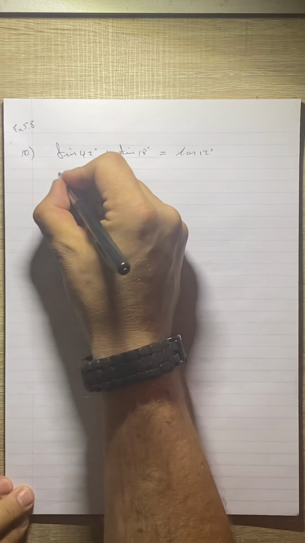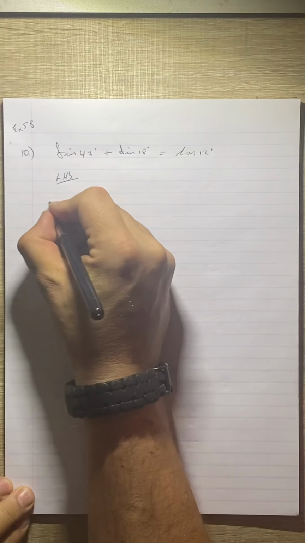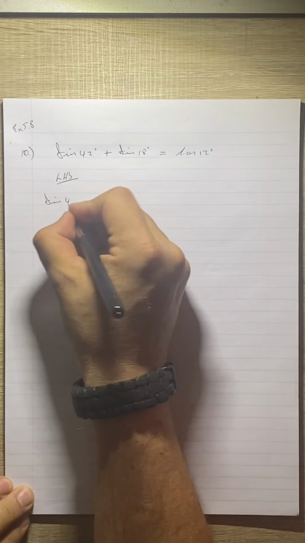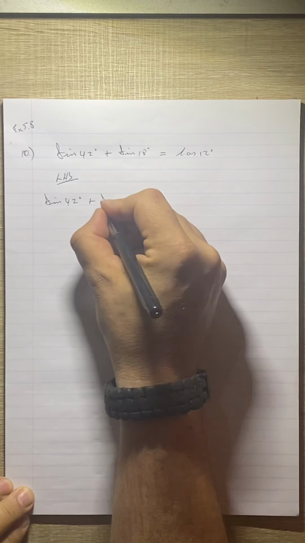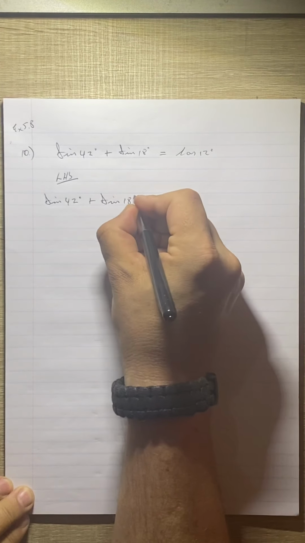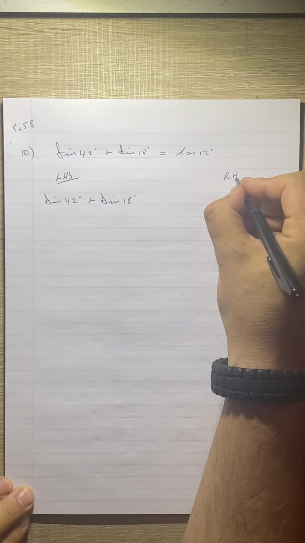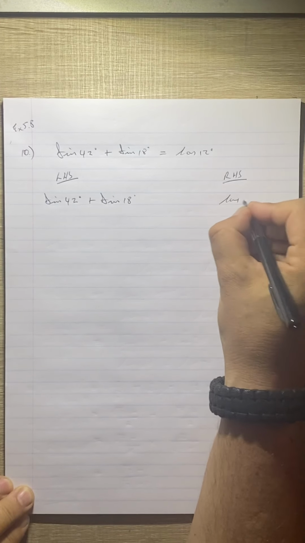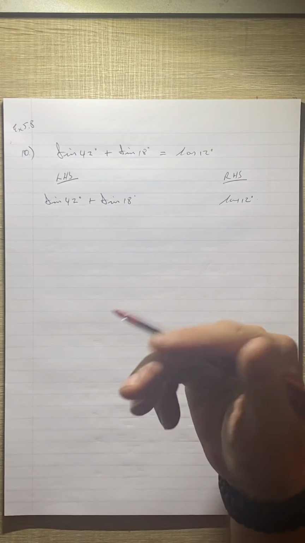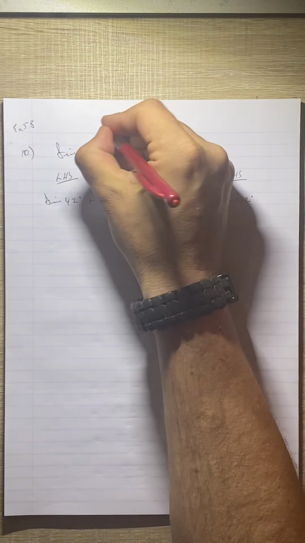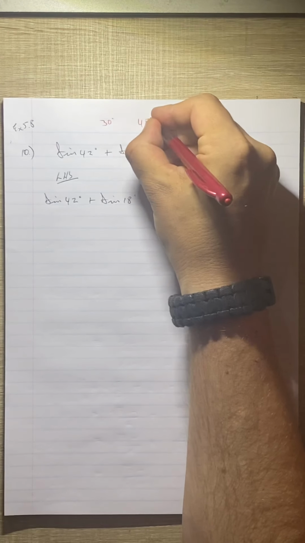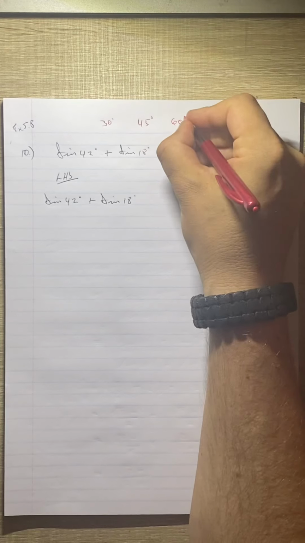Okay, so it's a left-hand side, right-hand side situation. On the left-hand side, we have sine 42 plus sine 18. On the right-hand side, we have cos 12. I'm assuming a type of question like this would say without the use of a calculator. So whenever it says stuff like that, I know I'm going to be using special angles. So our special angles are 30 degrees, 45 degrees, and 60 degrees.